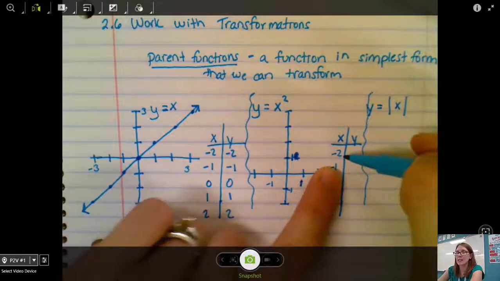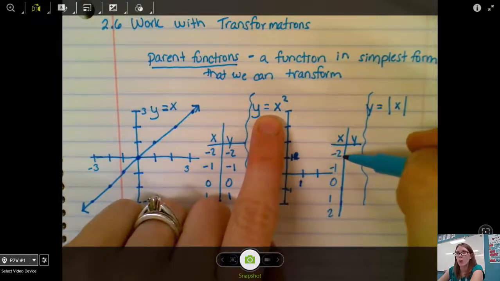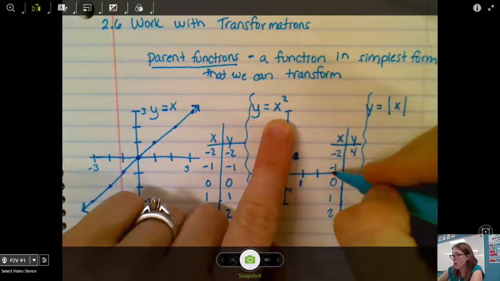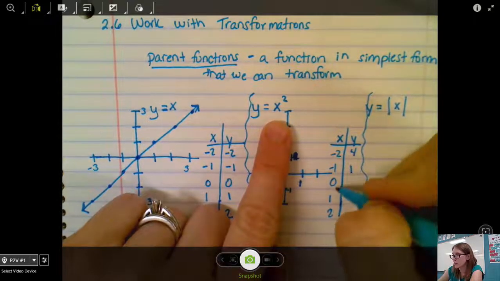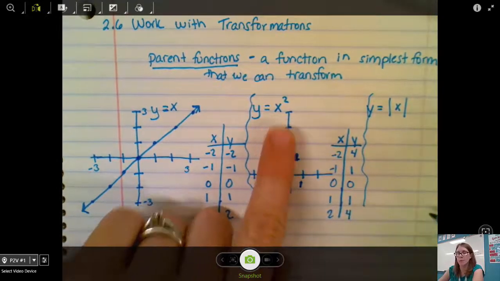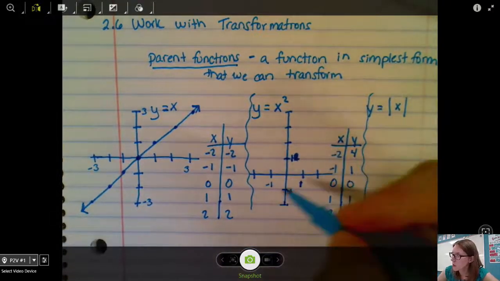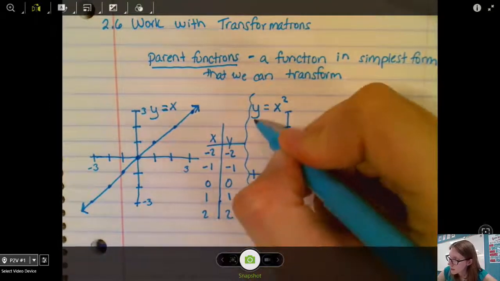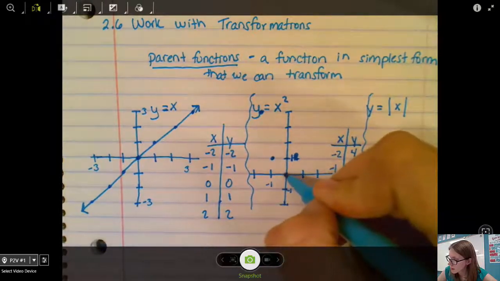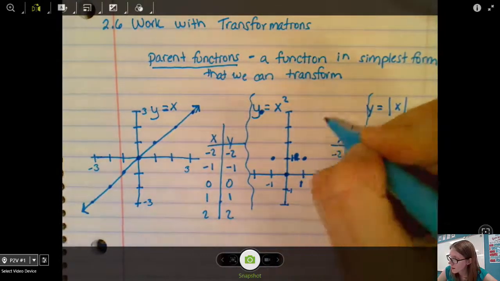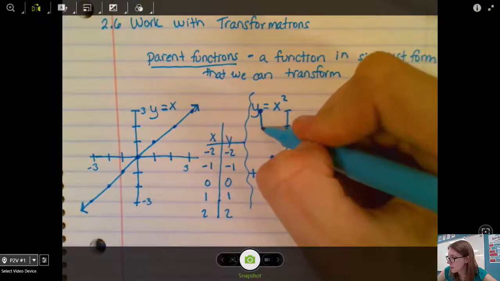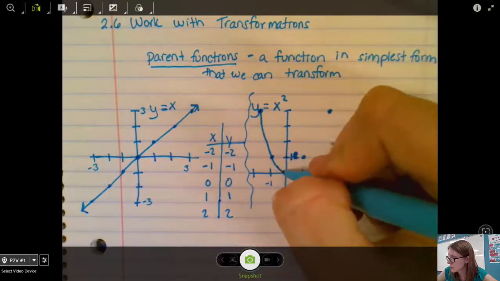All right, let's take this x value and plug it into our equation. y equals x squared. -2 squared is +4. -1 squared is 1. 0 squared is 0. 1 squared is 1. 2 squared is 4. So we can plot those points. -2, 4. -1, 1. 0, 0. 1, 1. And 2, 4. This gives us our nice parabola, our nice U shape.